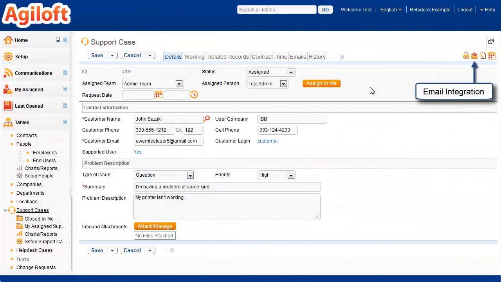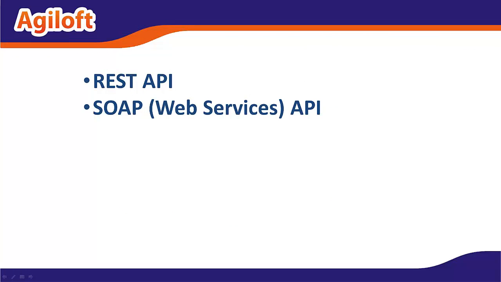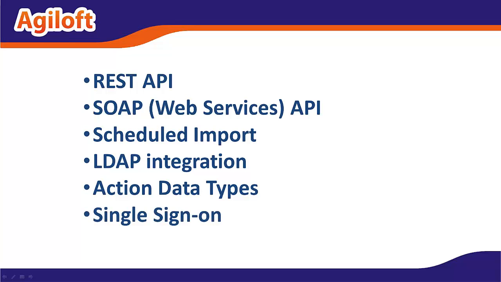Communications and integration. Agiloft includes built-in email integration, and each table displays all inbound and outbound emails related to a particular record in a communications table. The REST and SOAP web services APIs, scheduled import, LDAP integration, action data types, external sync, and single sign-on integration all enable communications with other programs and systems.